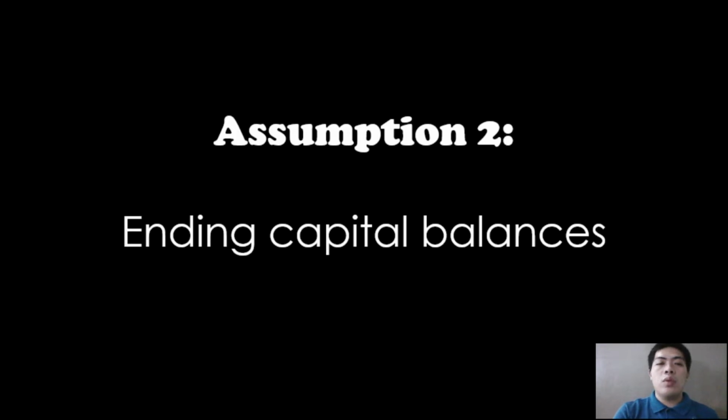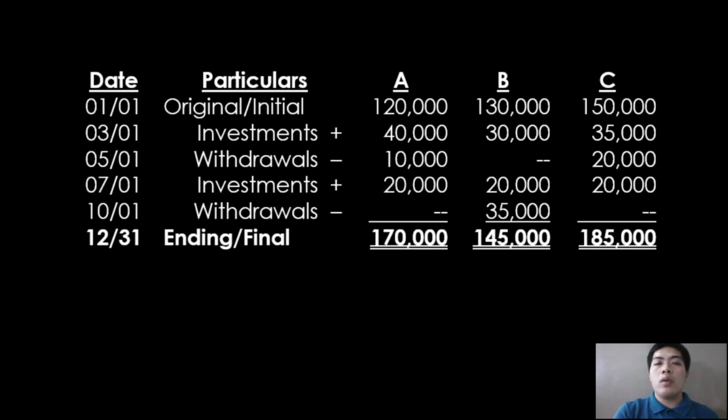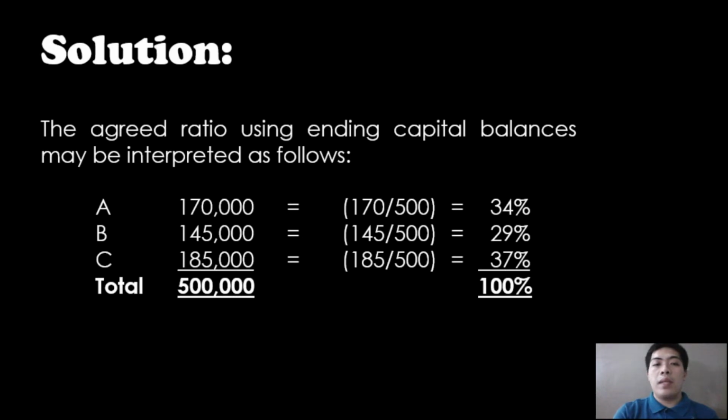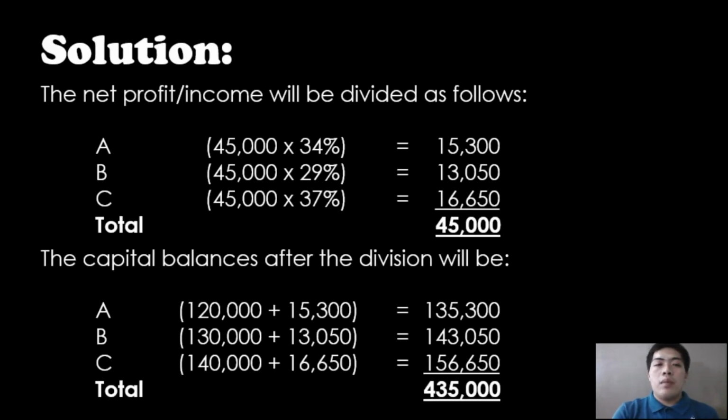Next, assumption 2, ending capital balances yung gagamitin. Okay. Remember itong table kanina. Yung ending capital balances natin, we have 170,000, 145,000, and 185,000 respectively kay A, B, and C. So, gagamitin natin yan as interpretation ng kanilang agreed ratio. I-total lang yan. Yung total yan is 500,000. Then, make again a fraction. Okay? So, kay A, we have 34%. Kay B, we have 29%. Kay C, we have 37%. Yung total niyan, 100%. Yung kanilang profit distribution, ganyan.